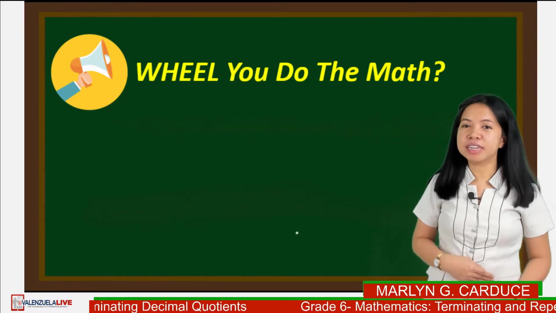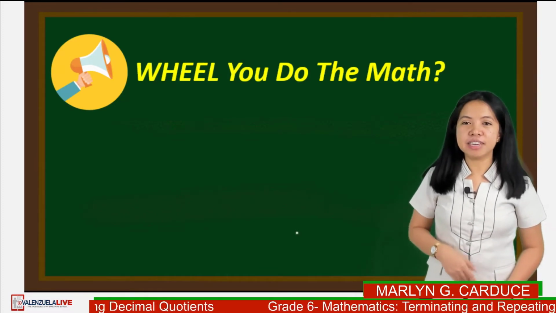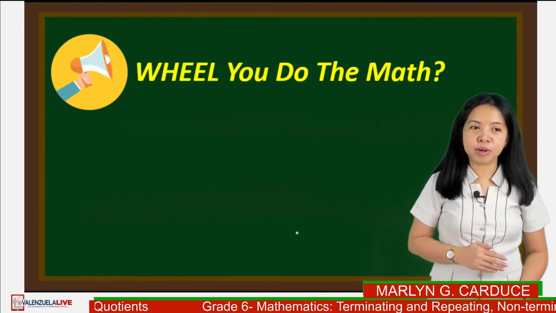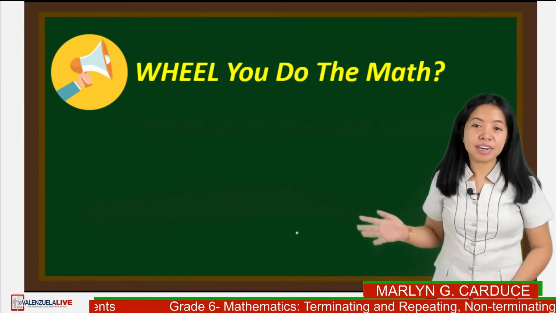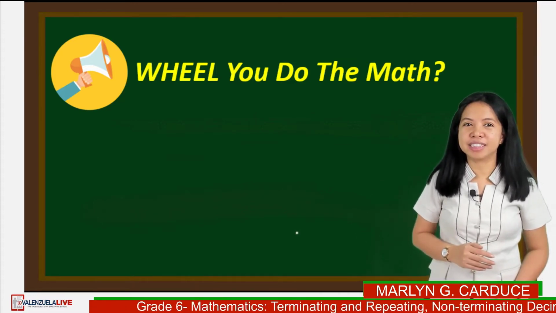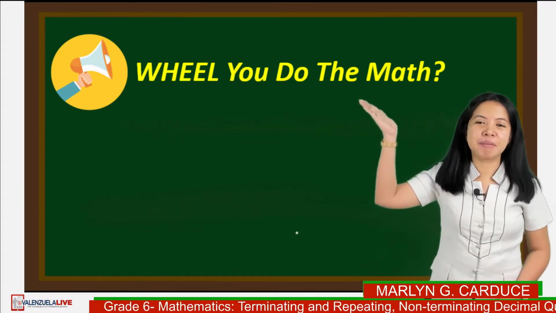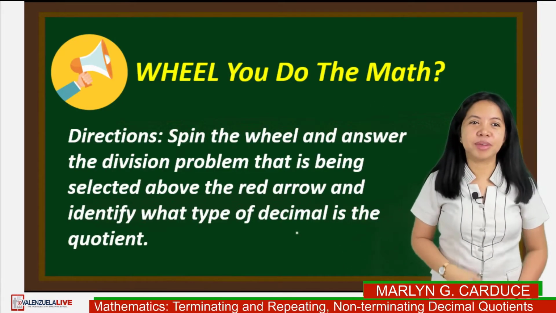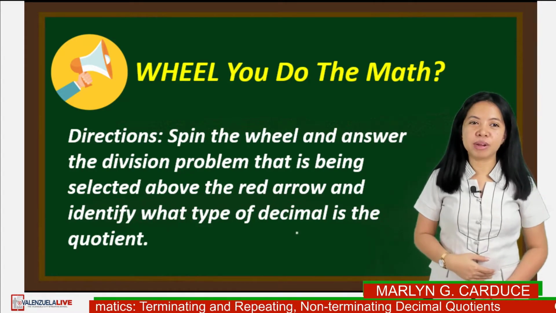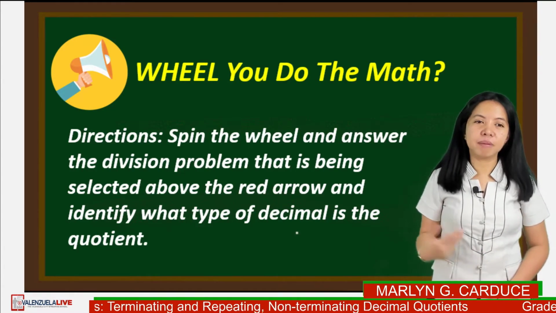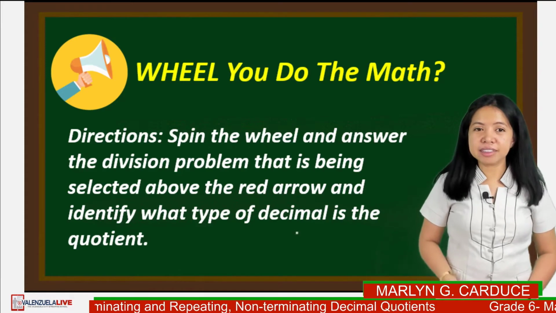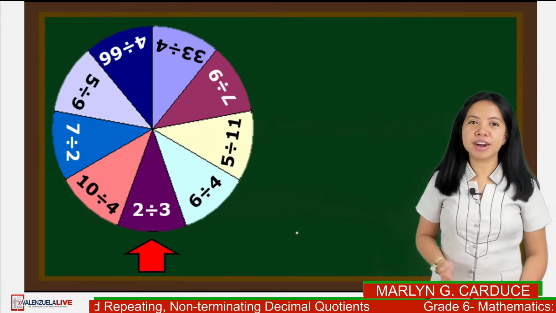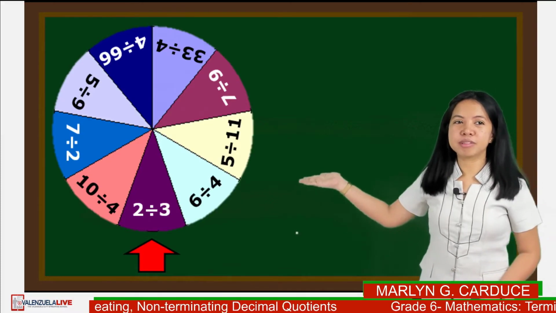Okay, so let's try to identify the decimal quotients if it is a terminating decimal or repeating non-terminating decimal. Here in our first activity entitled, Will You Do the Math? So here's the direction. Spin the wheel and answer the division problem that is being selected above the red arrow and identify what type of decimal is the quotient.